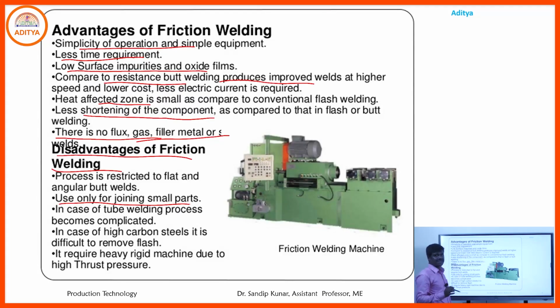Very small parts are joined in the case of friction welding, because in that welding process very small parts are held in that particular machine. Very big parts or heavy parts we cannot hold in that machine. That's why it has some restrictions.